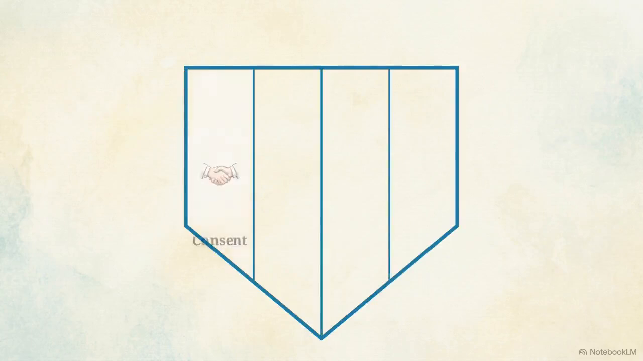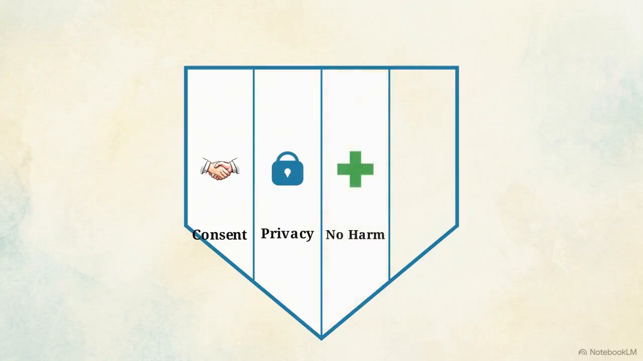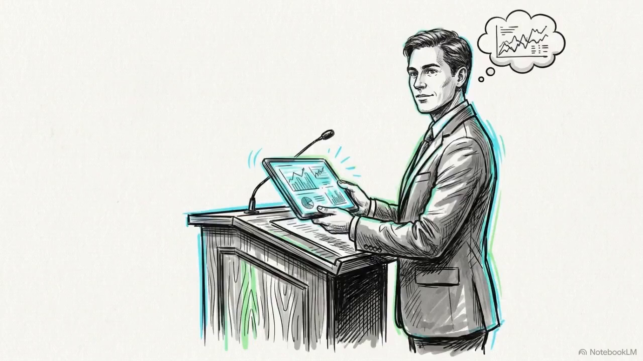You must secure informed consent, protect personal confidentiality, and avoid causing harm. The final pillar is avoiding plagiarism. Passing off another person's work as your own invalidates your entire project. Once you have gathered ethical data, you move to dissemination.